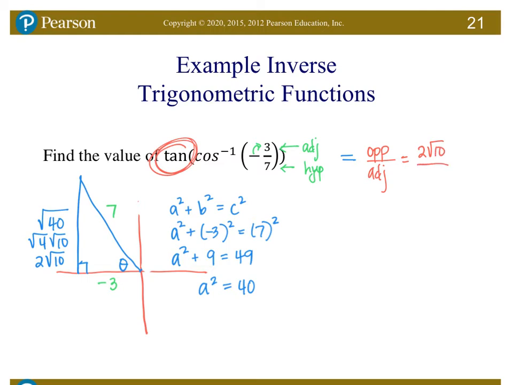My adjacent value is -3, but I never leave the negative in the denominator, so I'm going to list my negative as part of either my numerator, or you could put it just sort of right out in front as the negative, and then the quantities 2 square root 10 over 3.